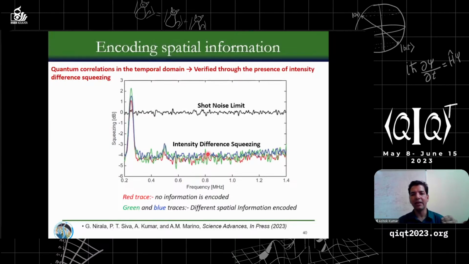And then this green and blue traces were with two different patterns that we have used. So with all those patterns, the spatial squeezing, or sorry, temporal squeezing or intensity difference squeezing was persistent actually. That means the quantum nature is even persistent there. That's how we have verified that there is indeed quantum correlation present in those beams.